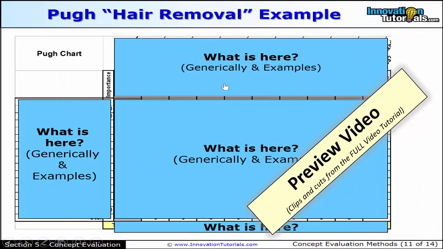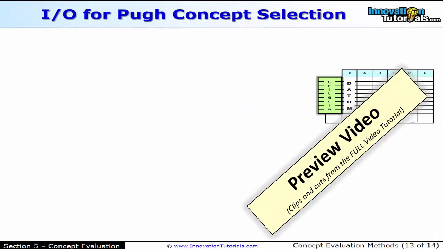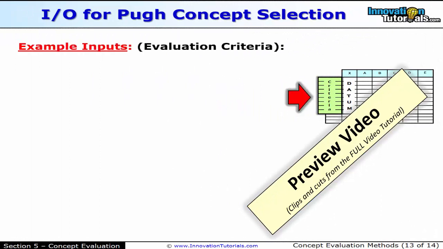So we'll come up with some concepts. Here are our concepts. You know, the regular disposable razor with the head handle and blade. We've got wax, we've got straight edge, electric. So what are the inputs? So let's talk about the inputs, that criteria. I said it's so important. So where does that come from?